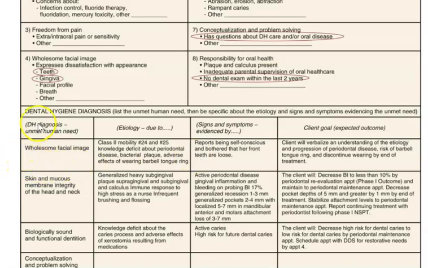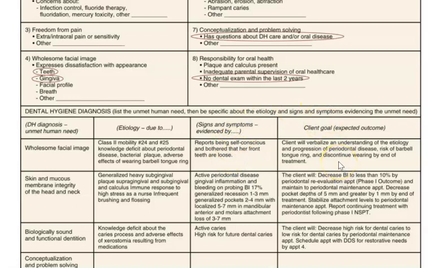So the unmet human need is wholesome facial image due to... So why is wholesome facial image an unmet human need? Well, because she has mobility on her front 2 teeth, and because she's got a barbell tongue ring that's probably knocking on those front 2 teeth. And how do you know? Where's the evidence? Well, it's evidenced by the client telling us that her front teeth are loose. So what can we do about this?